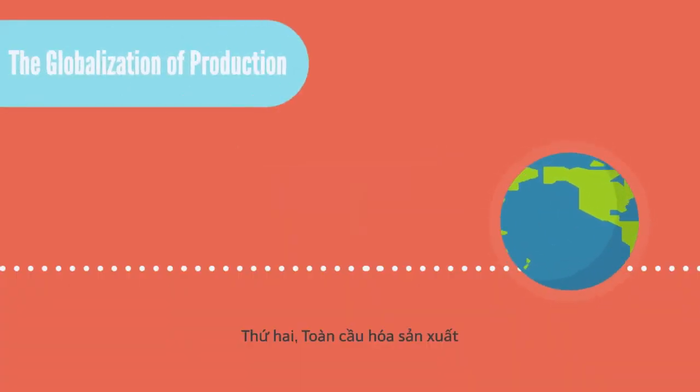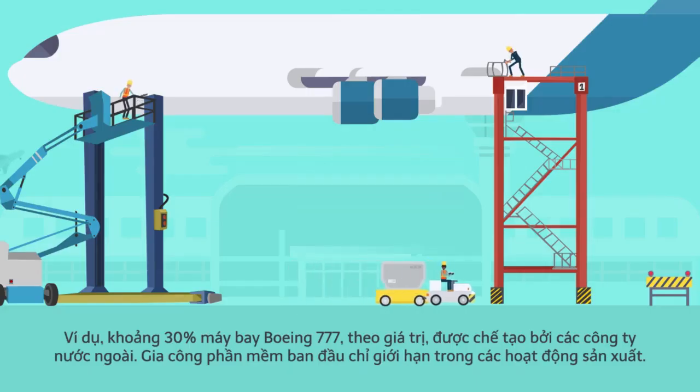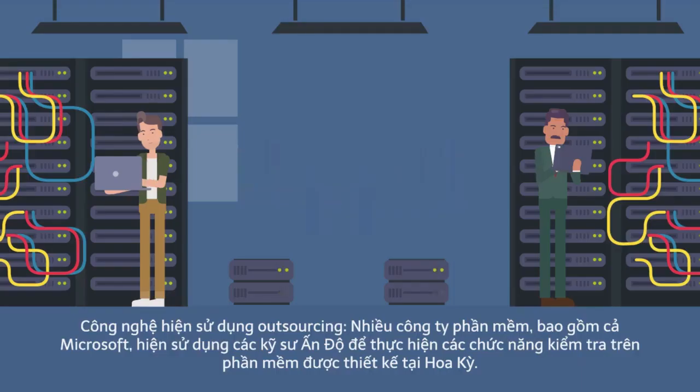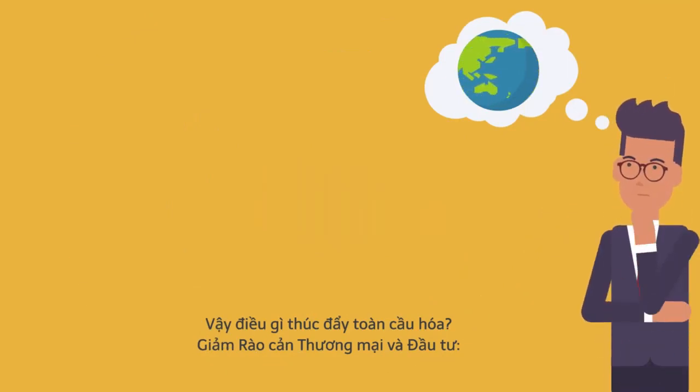Second, the globalization of production. Globalization of production means sourcing goods to take advantage of differences in cost and quality of factors of production. For example, some 30% of the Boeing 777 by value is built by foreign companies. Early outsourcing was confined to manufacturing activities. Technology now uses outsourcing. Many software companies, including Microsoft, now use Indian engineers to perform test functions on software design in the United States. So, what drives globalization?